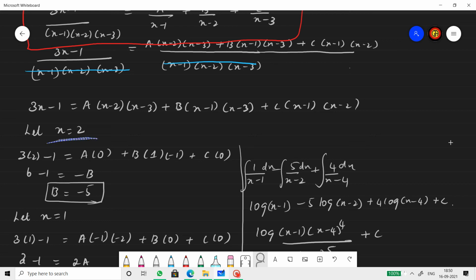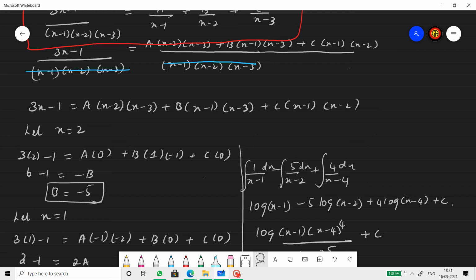So let x equal to 2. When x is 2, a will become 0 because 2 minus 2 is 0. C will become 0 because 2 minus 2 is 0. So you can find the value of b through this. B is minus 5. When x is 2, you apply on both sides. Okay? You apply on both sides. On right side, you get minus b. On left side, you get minus 5.